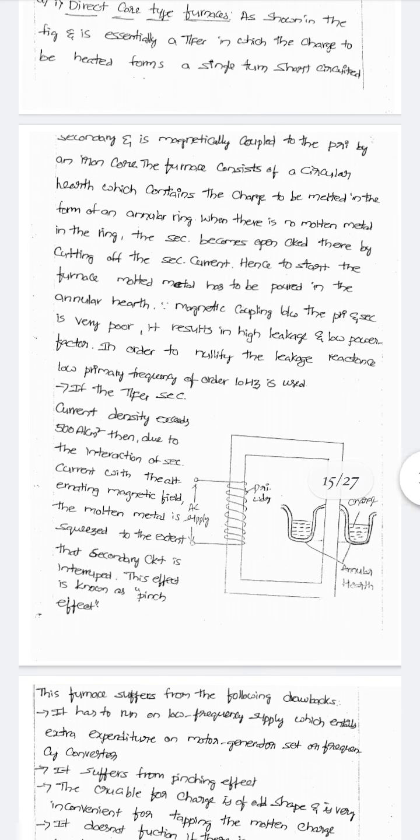It consists of a circular hearth which consists of two charges of metal in the form of an annular ring. Two charges are considered in this device. The magnetic coupling between the primary and secondary is very poor, very less.